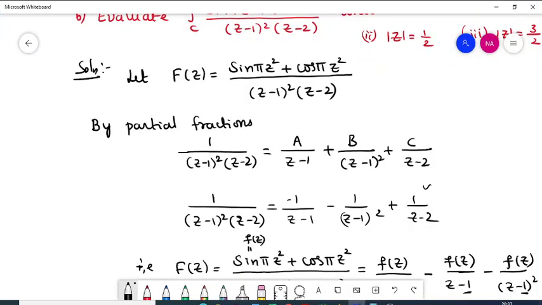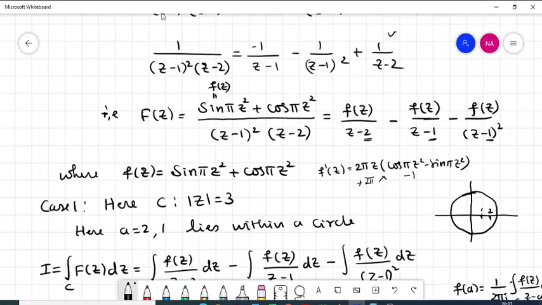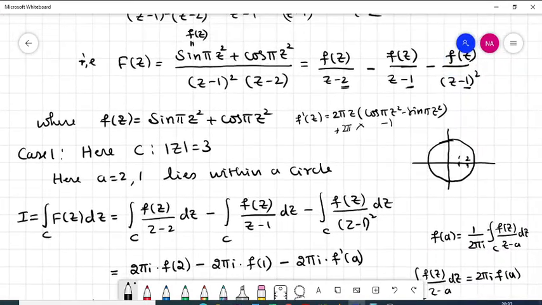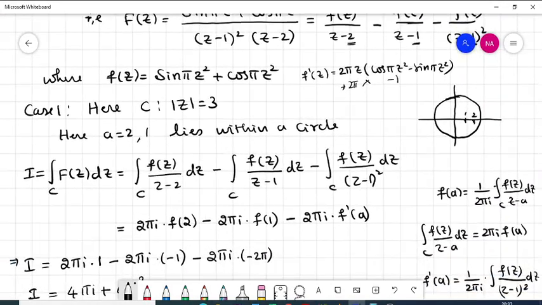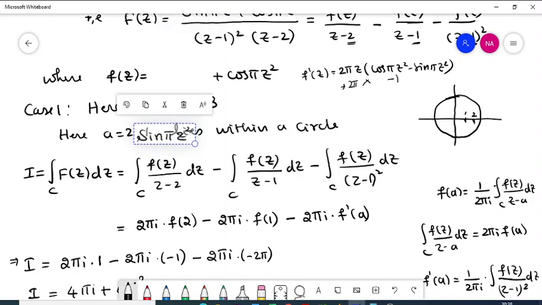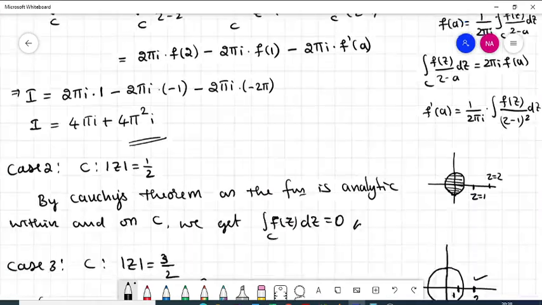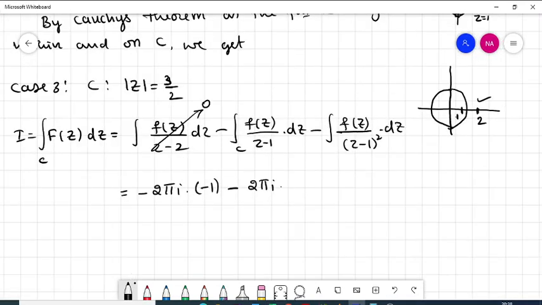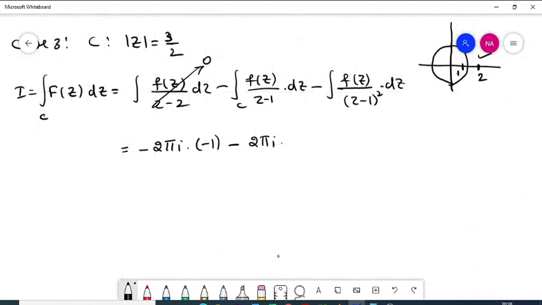Yes, it will be somewhere here. That will be minus 2 pi z into, so we get 4 pi square I, we get the same thing, 4 pi square I. We get 4 pi square I.